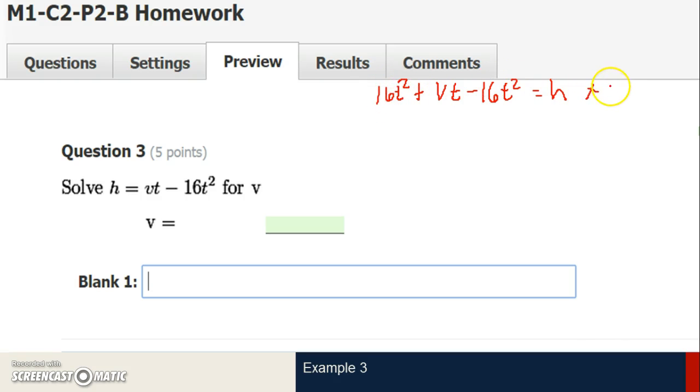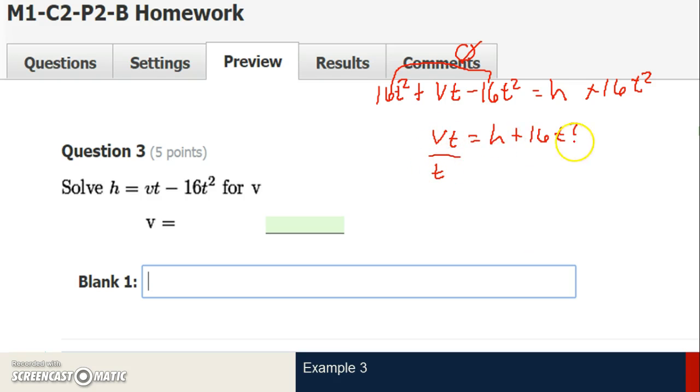Make sure that I add it to both sides. I know that these are going to go to 0 because when you add the opposites, they simplify to 0. That's the additive inverse. And what's left is vt and h plus 16t squared. And notice that these terms are in alphabetical order right now. Now I've got to eliminate this t. Since it's being multiplied, I'm going to divide.